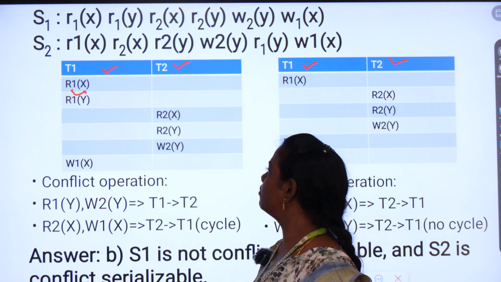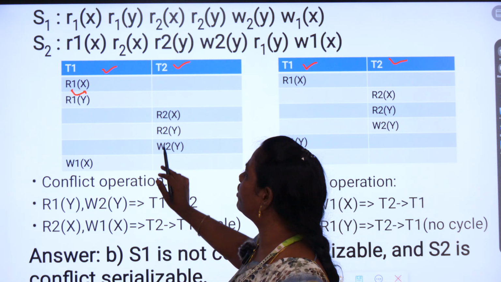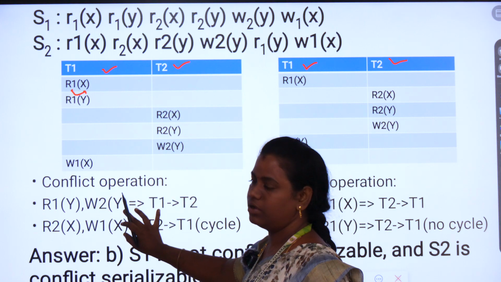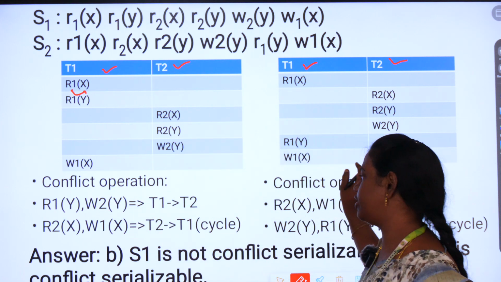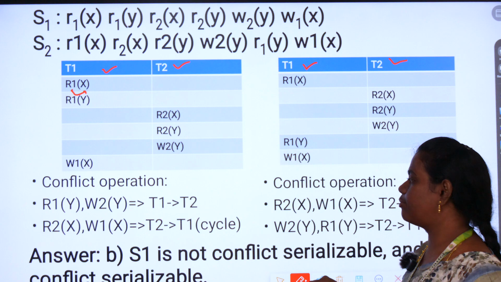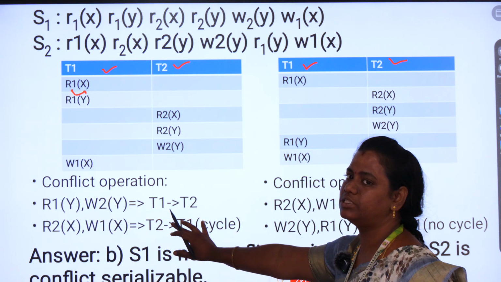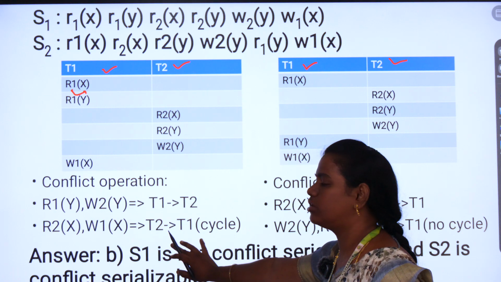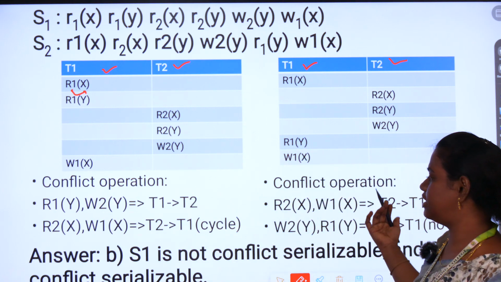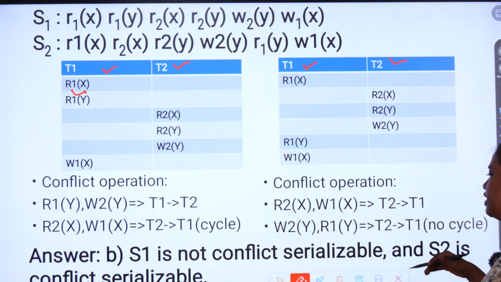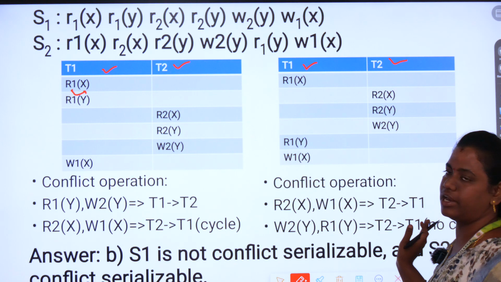So first I am going to find conflicting operations for S1, and then for S2, and then I'm going to tell whether any cycle is formed. If there is a cycle, then it is not conflict serializable. If there is no cycle, we are going to say it is conflict serializable.